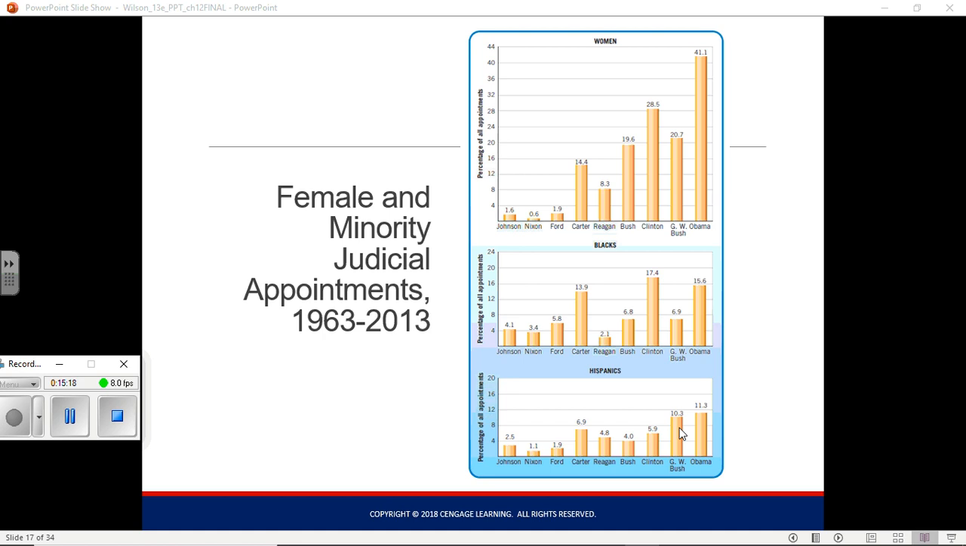Bush, 10% of his nominees were Hispanics. You will notice that the leaders for nominating African Americans, Democrats, 14, 17 and a half. But George W. Bush, 7%, and his father, roughly 7%. A number of female appointees, the Bushes were up near 20%.